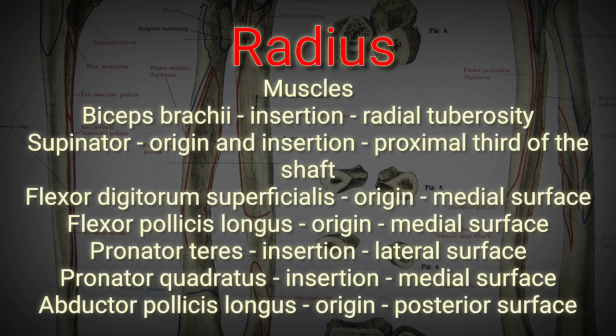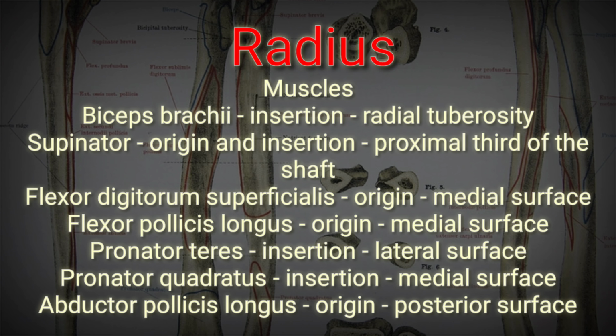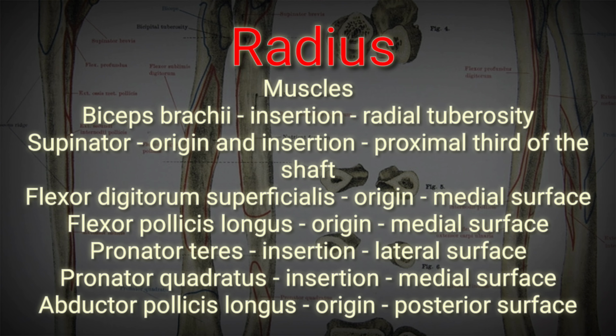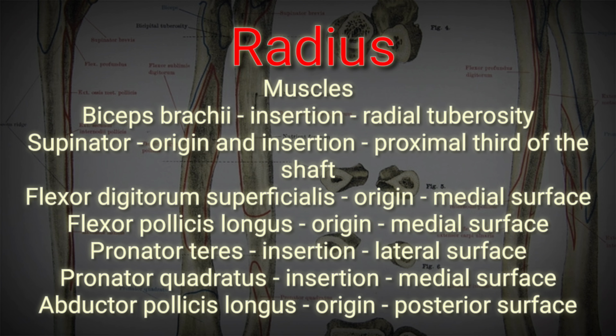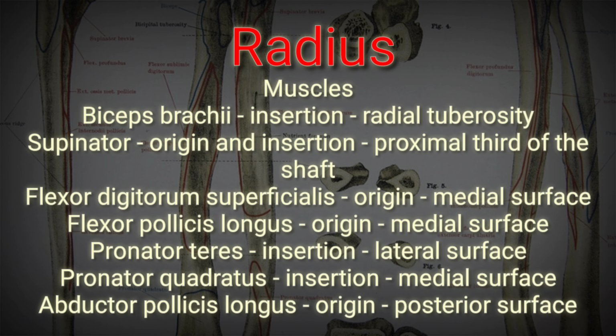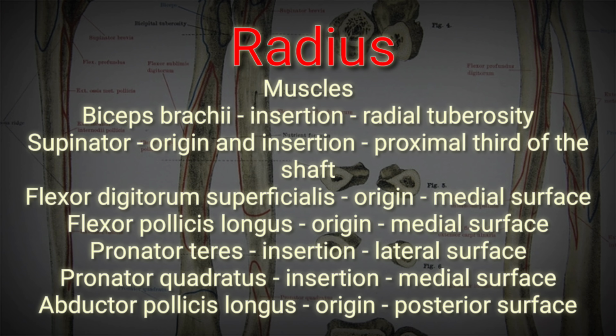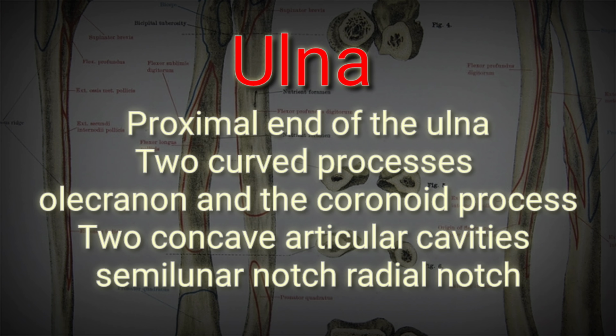The muscles: biceps brachii, insertion, radial tuberosity. Supinator, origin and insertion, proximal third of the shaft. Flexor digitorum superficialis, origin, medial surface. Flexor pollicis longus, origin, medial surface. Pronator teres, insertion, lateral surface. Pronator quadratus, insertion, medial surface. Abductor pollicis longus, origin, posterior surface.